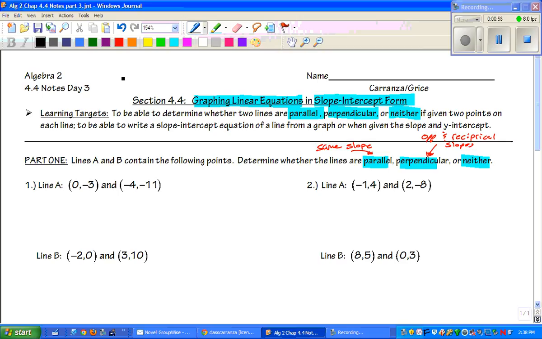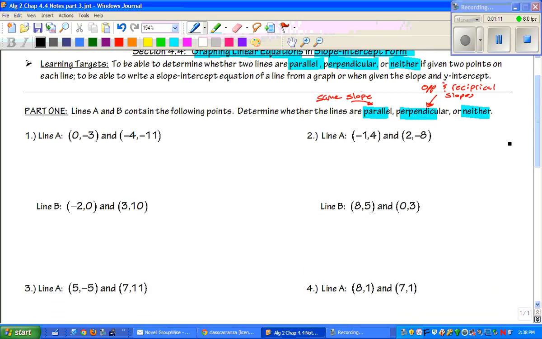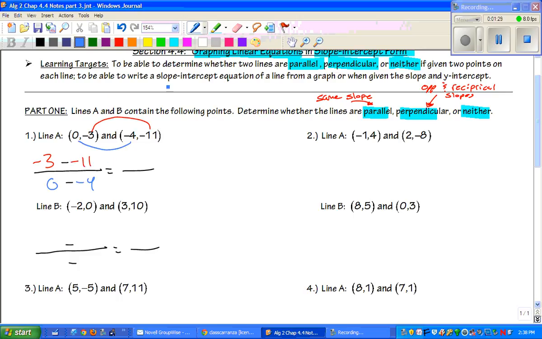So what we need to remember is the slope formula, which is y1 minus y2 over x1 minus x2. So what we have to do is go through and do the equation for both of these and figure out what they are. We remember that the y's go on top and the x's go on the bottom. So we have to be very careful with our signs.